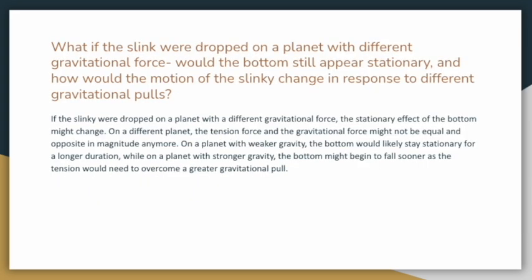What if the slinky were to be dropped on a planet with a different gravitational force? Would the bottom still appear stationary, and how would the motion of the slinky change in response to different gravitational pulls? If the slinky were dropped on a planet with a different gravitational force, the stationary effect of the bottom might change. On a different planet, the tension force and the gravitational force might not be equal and opposite in magnitude anymore. On a planet with weaker gravity, the bottom would likely stay stationary for a longer duration, while on a planet with stronger gravity, the bottom might begin to fall sooner as the tension would need to overcome a greater gravitational pull.